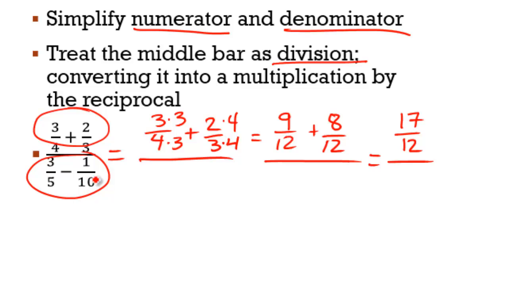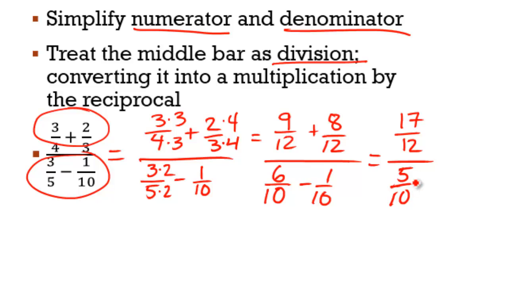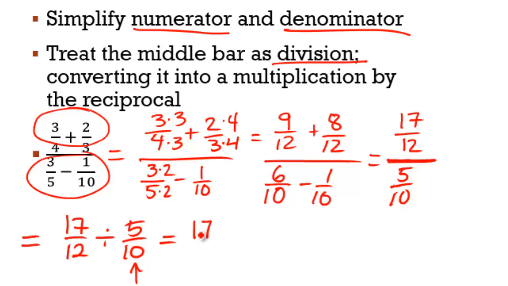And so our common denominator is 10, so we need to multiply the 3/5 by 2 to get to 10, which gives us 6/10 minus 1/10, which is 5/10. So now we just treat this middle bar as a division, so really we have 17/12 divided by 5/10, and to convert that division to a multiplication, we take the reciprocal of the second fraction, and we can now factor and simplify.